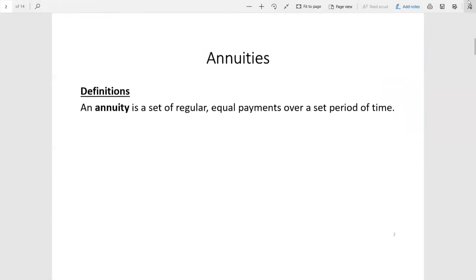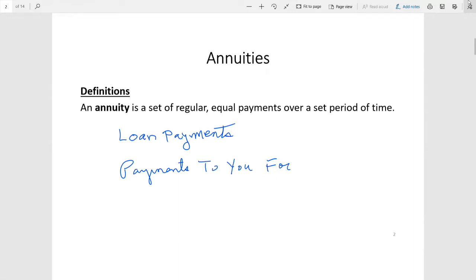Basically, an annuity is a set of regular equal payments over a set period of time. Now, these payments could be loan payments, or it could be payments to you for retirement, based on your savings. Most of what we're going to talk about in this video is loan payments.